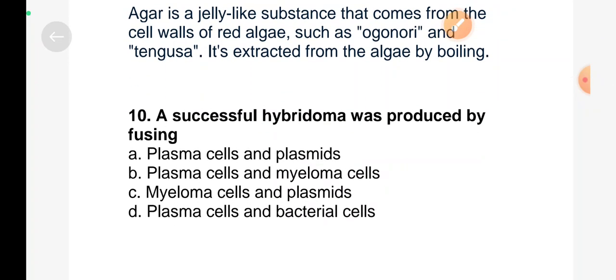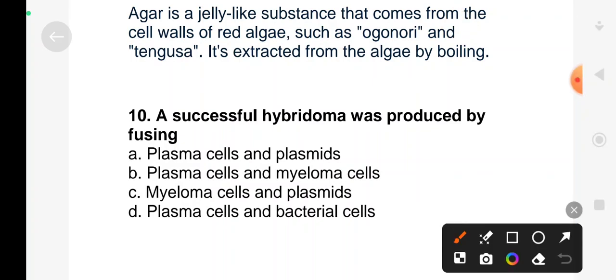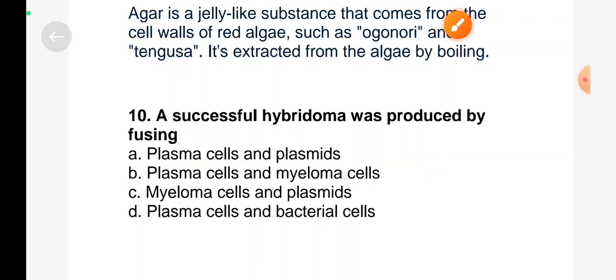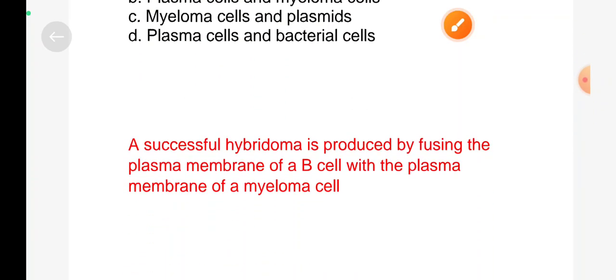Next question. A successful hybridoma was produced by fusing: option A, plasma cell and plasmids; option B, plasma cell and myeloma cells; option C, myeloma cells and plasmids; option D, plasma cells and bacterial cells. Correct answer is option B. A successful hybridoma is produced by fusing plasma cells and myeloma cells, that is, the plasma membrane of a B cell with the plasma membrane of a myeloma cell.